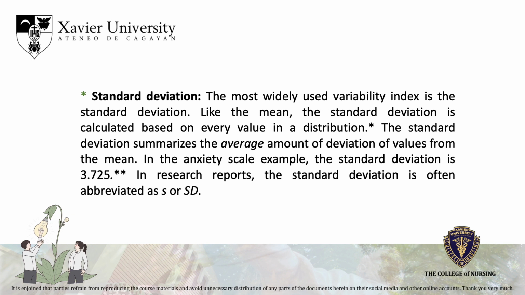Now for standard deviation. The most widely used variability index is the standard deviation. Even me, in my studies, I've been using standard deviations. Like the mean, the standard deviation is calculated based on every value in a distribution. The standard deviation summarizes the average amount of deviation of values from the mean. In the anxiety scale example, the standard deviation is 3.725. In research reports, the standard deviation is often abbreviated as small letter s or capital S, capital D.